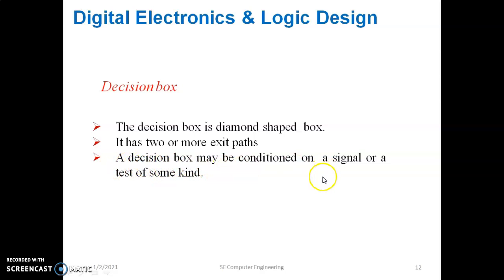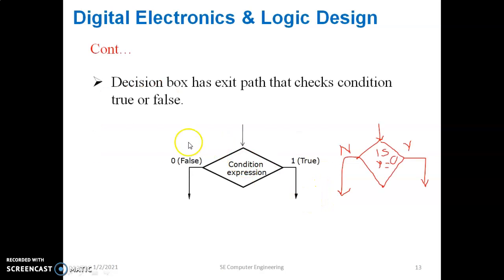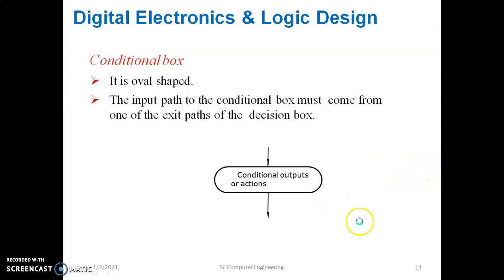A decision box may test a condition on a signal or some kind of information. This decision box has exit paths, and it will check 2 conditions. If the condition is true, it will go to one path. If the condition is false, it will go to the other path. So this is the symbolic diagram for the decision box. This diamond-shaped box indicates the decision box. If the value is true, it will go to the true condition, and if it is false, it will go to the false condition and execute that particular state.